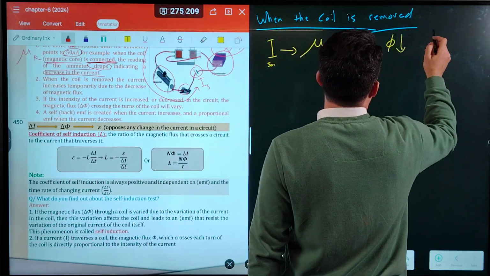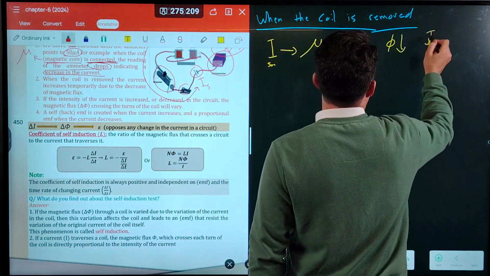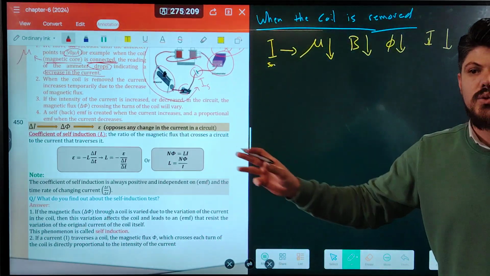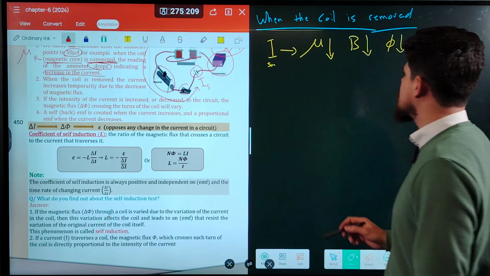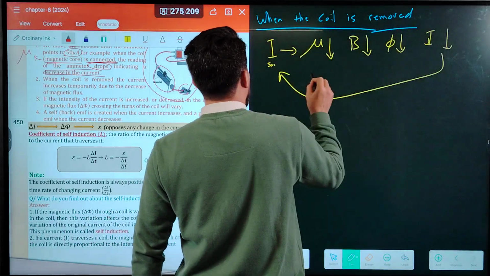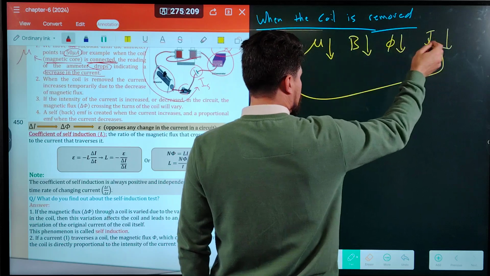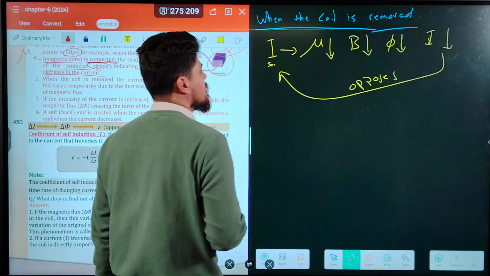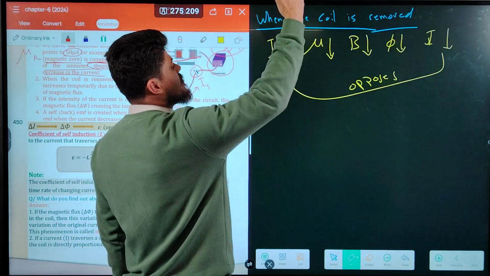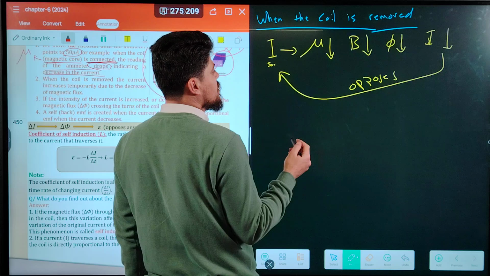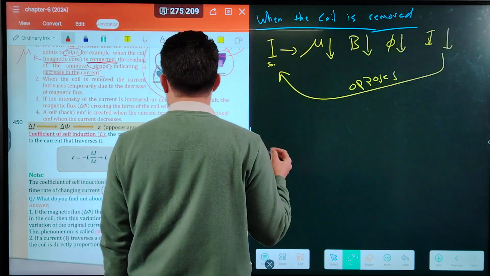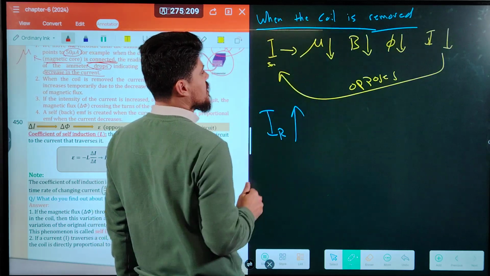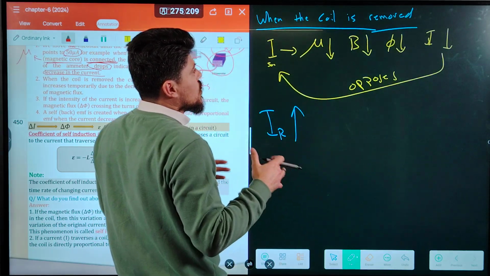When magnetic flux decreases, the amount of induced current also decreases. This decrease of induced current is opposite to the source, so the resultant current becomes more, and the reading of the ammeter increases. What happens to the reading of the ammeter? It increases. And what happens to the resultant current? It decreases when the magnetic core or the coil is removed.